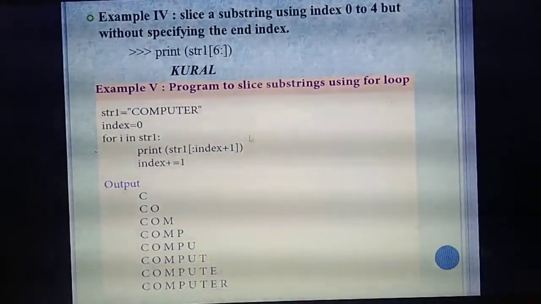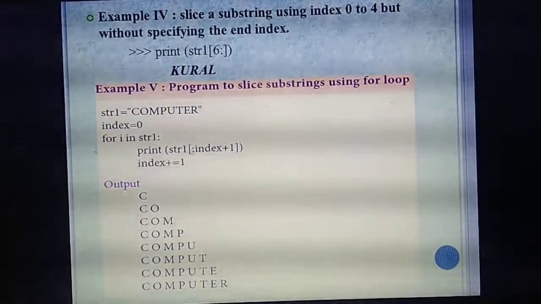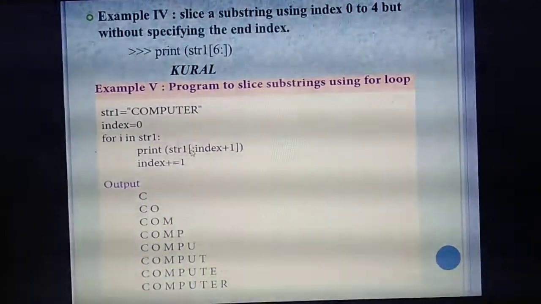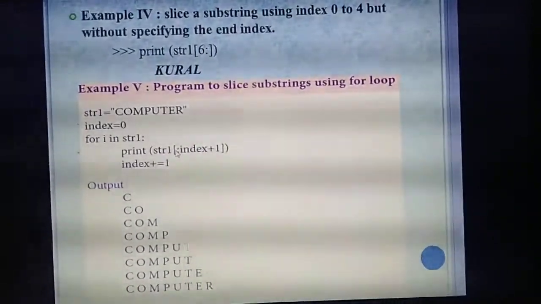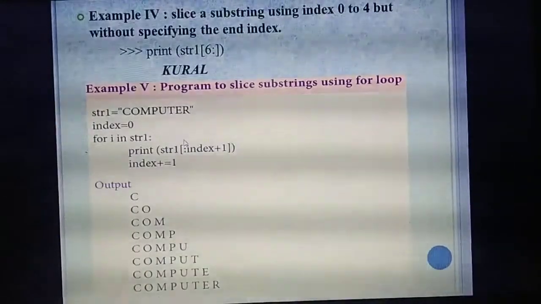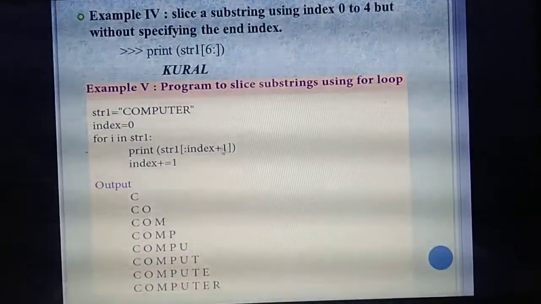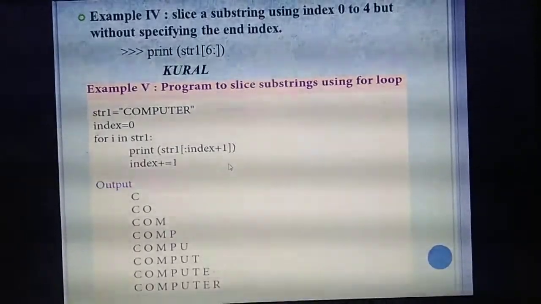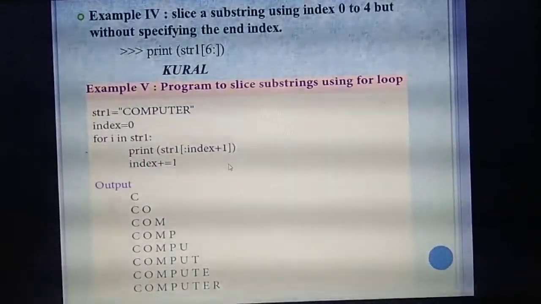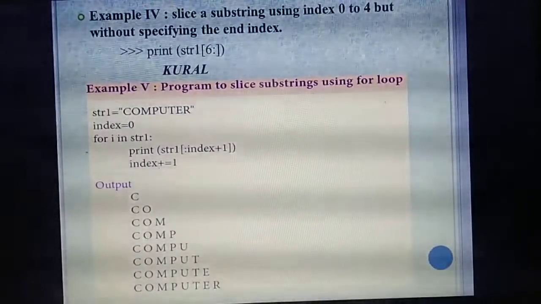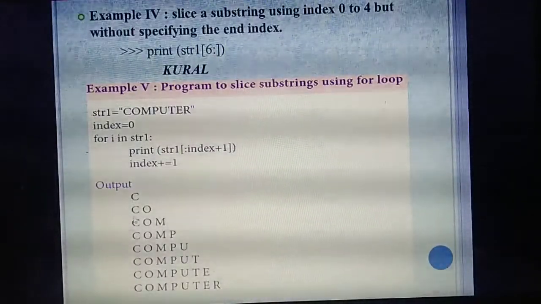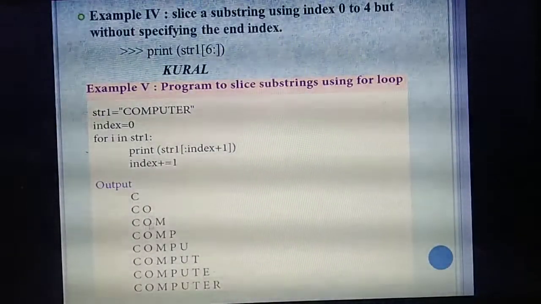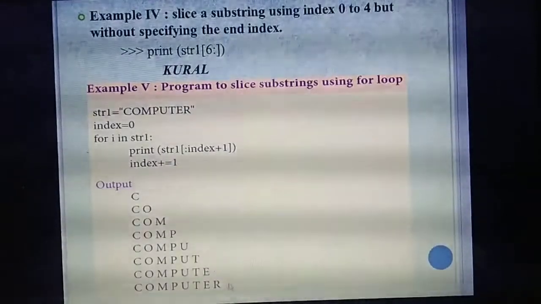Each time the index needs to get incremented. You give it inside the bracket, but you are not specifying the starting index, only the end index plus 1. Each time the index value gets incremented. So the next line they are giving index plus equal to 1. Now see the output. First index 0. Next 0, 1. Then 0, 1, 2. 0, 1, 2, 3. Likewise till the last letter.